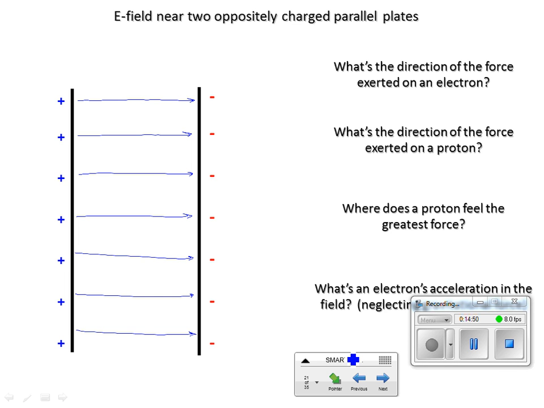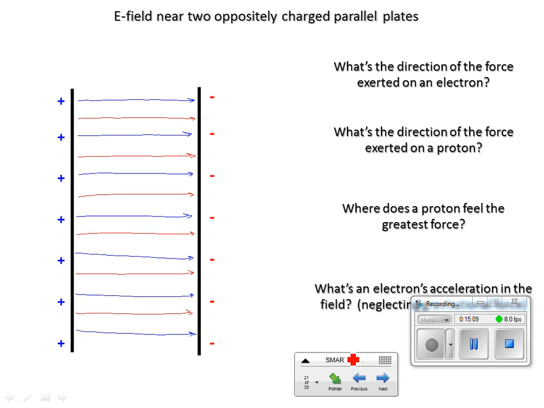I'm purposely only drawing it over here on the right. I'll tell you why in a minute. The negatives would make the same field, but instead of pointing away from them like the positives, the reds are negative, so the field points toward negative charge. Again, I'm only drawing it between the plates. I'll tell you why in a minute.